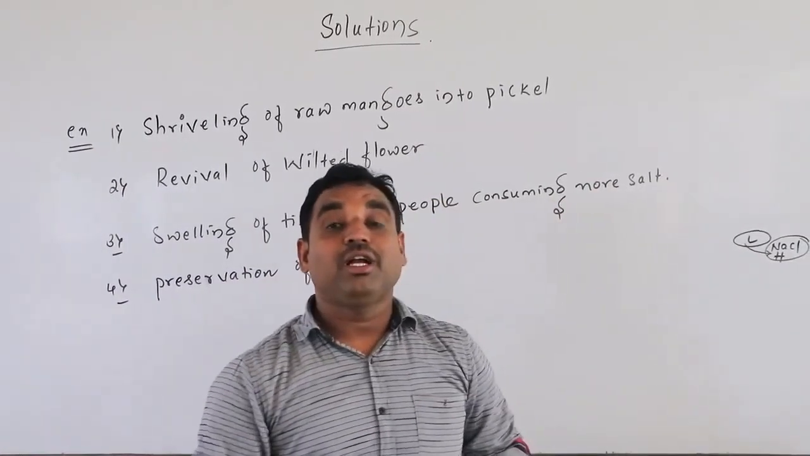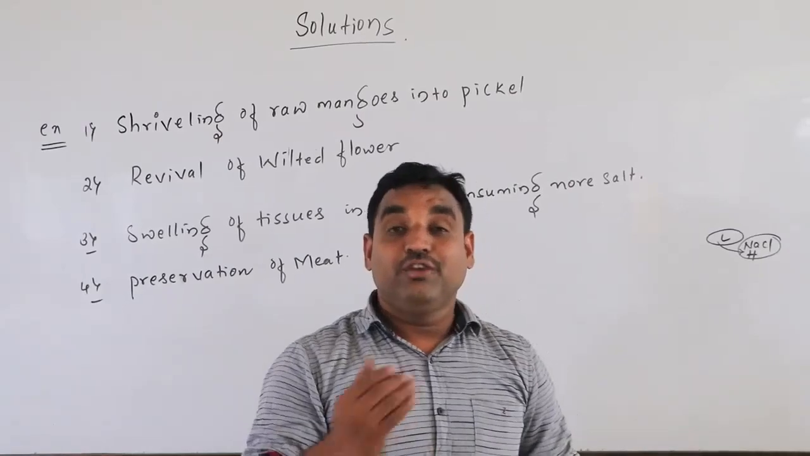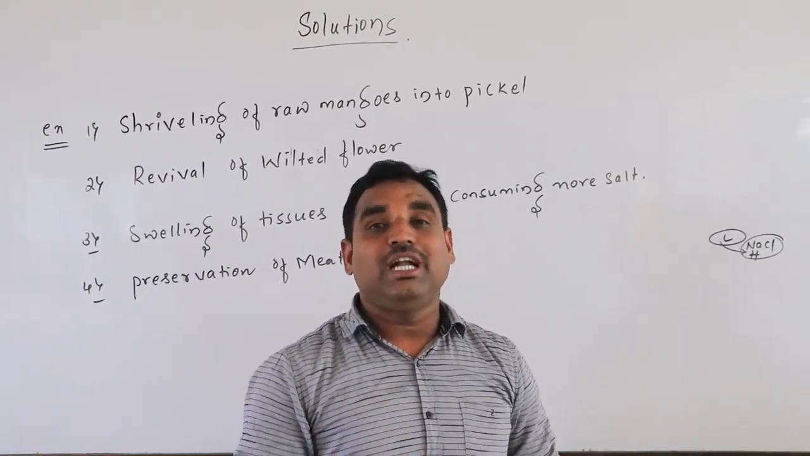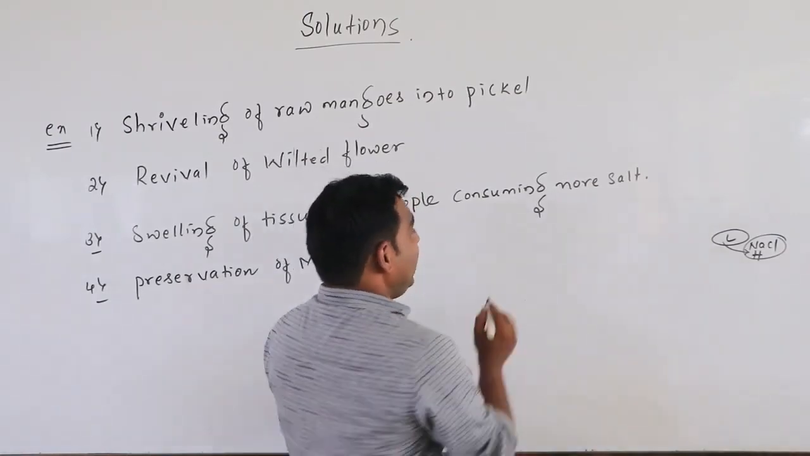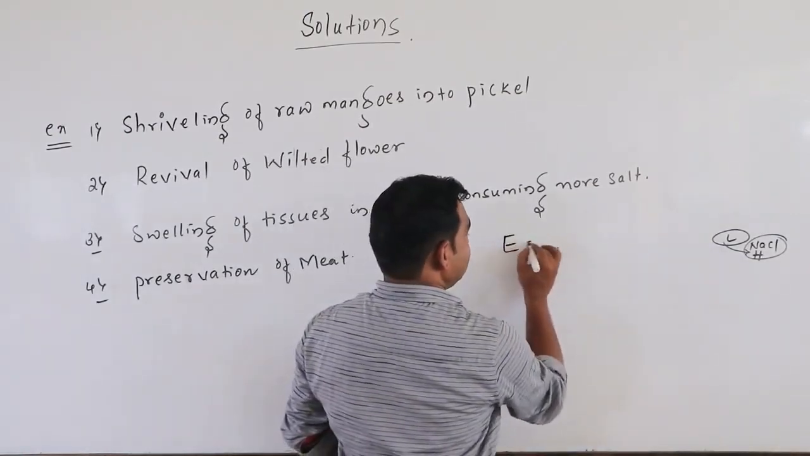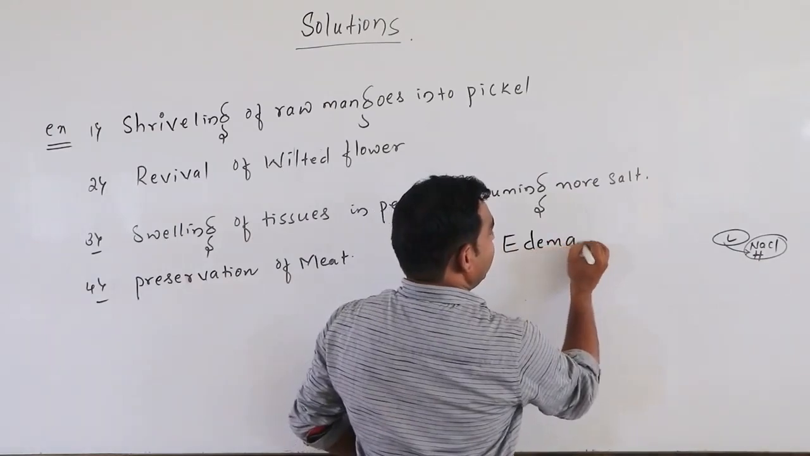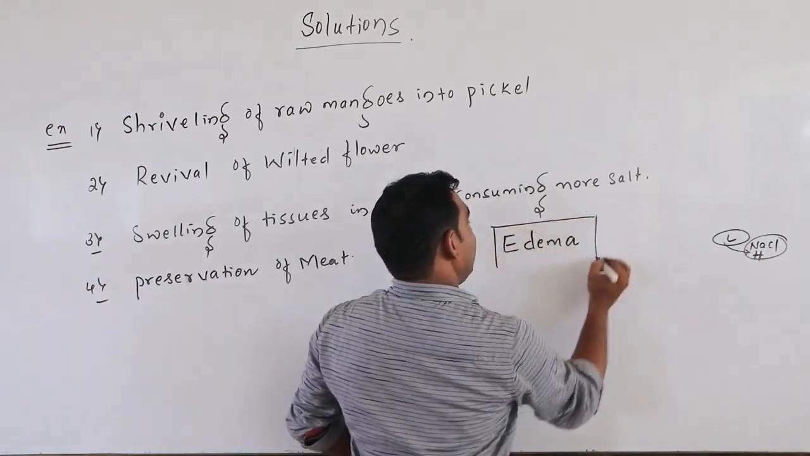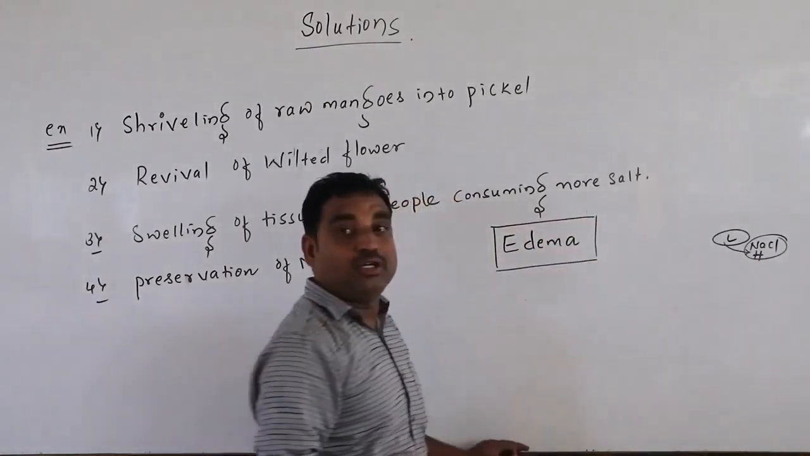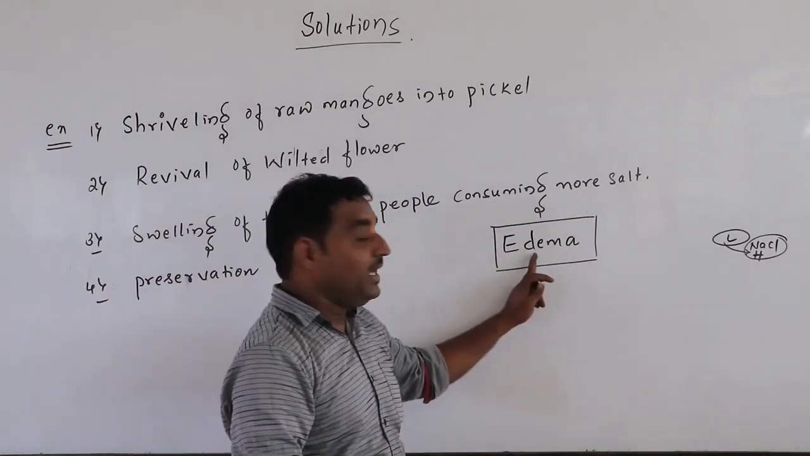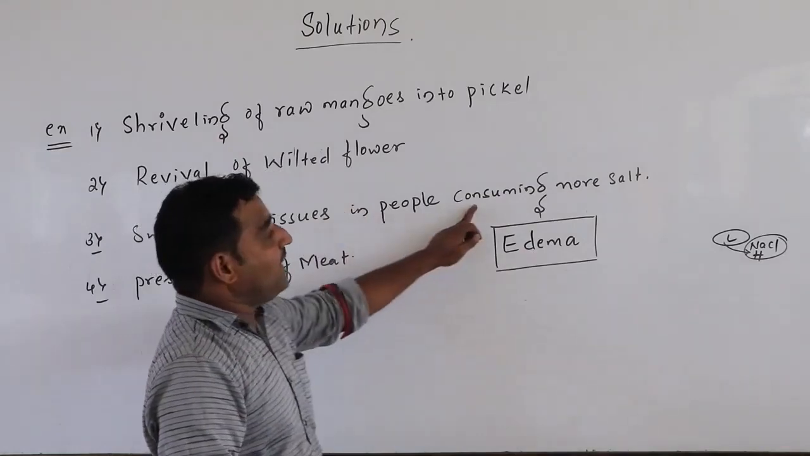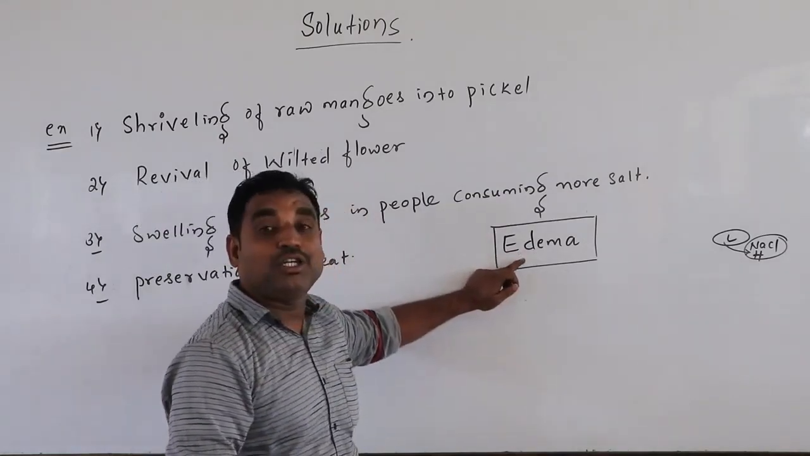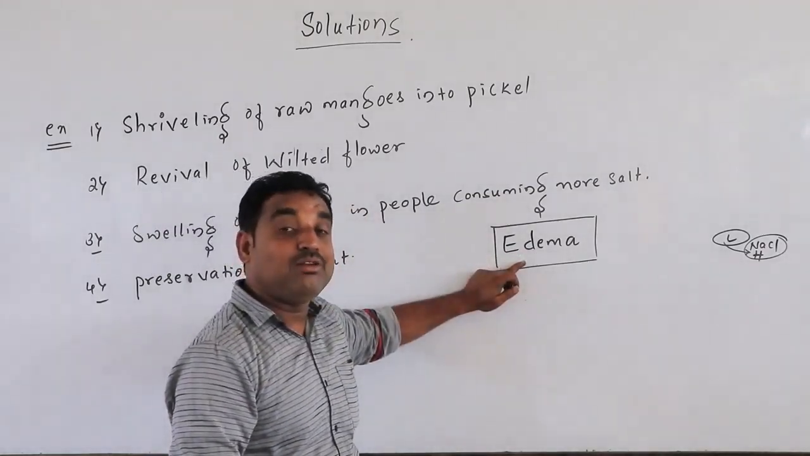If people consume more salt, or eat more salty food, they suffer from a disease like edema. Important for 1 mark question. So that is edema. If a person eats more salty food, that person suffers from edema. With swelling of tissues, if he has more salt, it means the concentration of sodium chloride in the blood will increase.